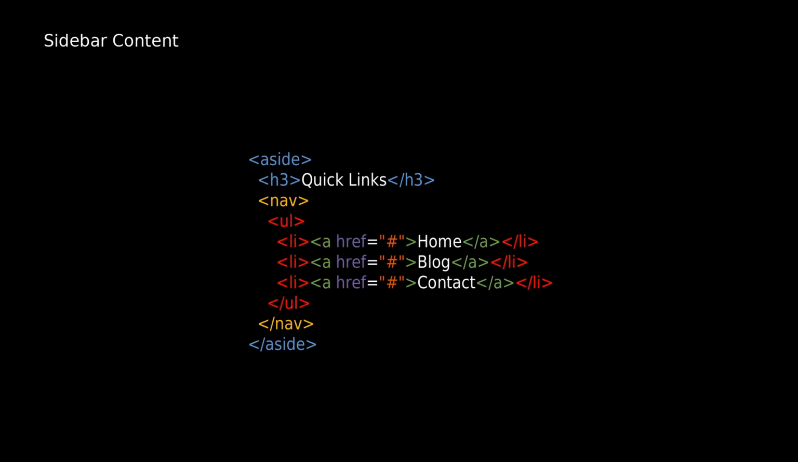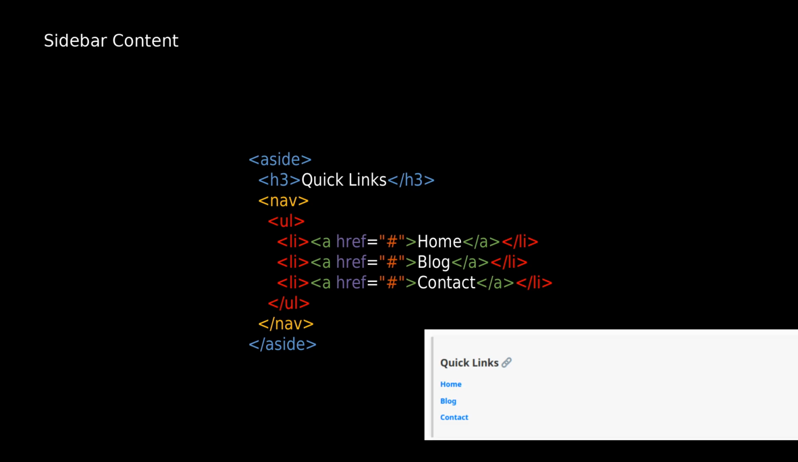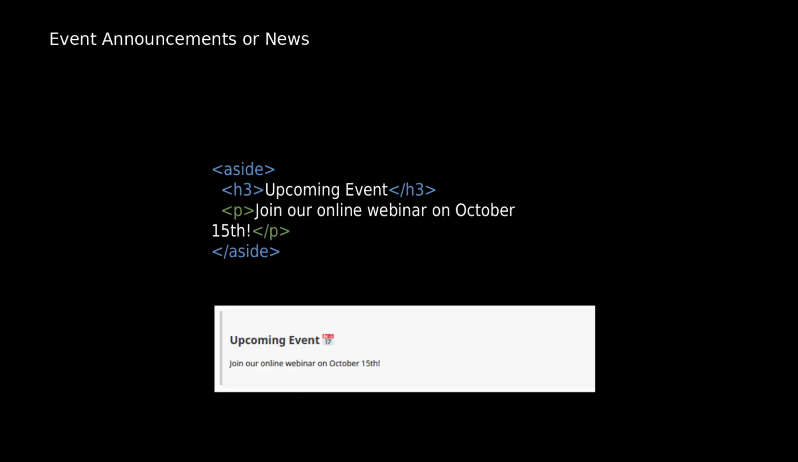Sidebar content. In many designs, the sidebar is a perfect place for an aside element. Sidebars often include navigation links, search bars, or extra information. Event announcements or news. Events like upcoming webinars or important news that is related but not central to the page's primary content. Footnotes or citations.